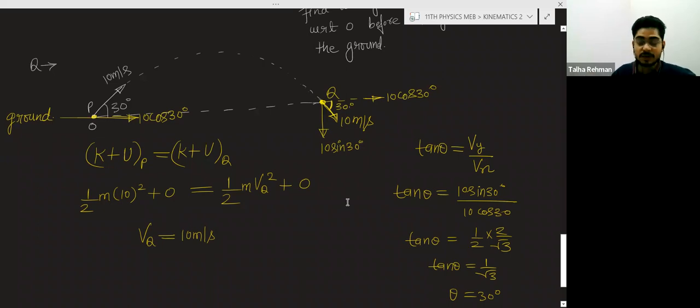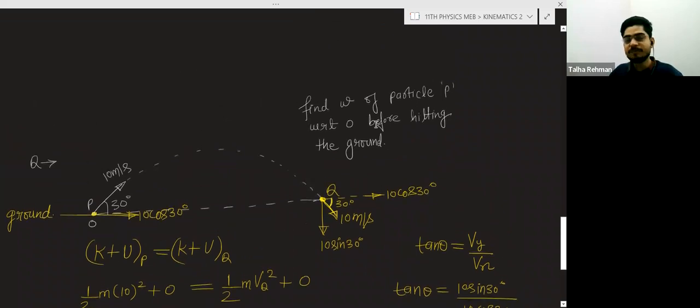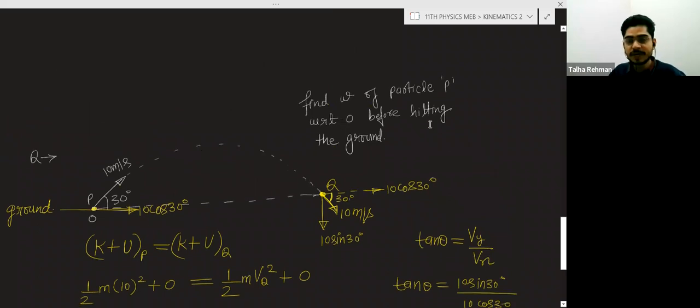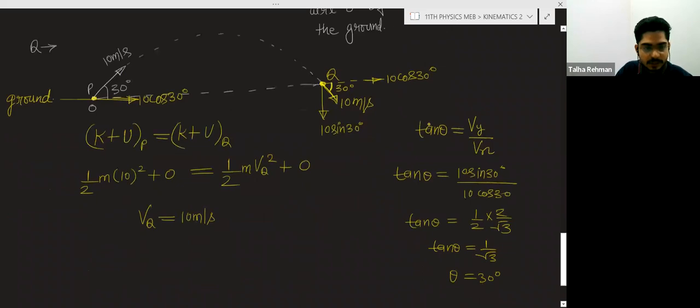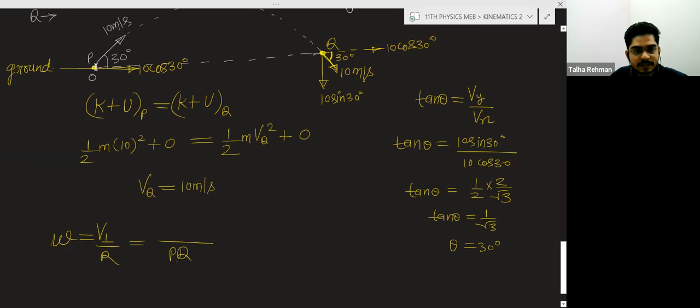Now coming to the question, they are asking the angular velocity of the particle P with respect to O before hitting the ground. What is the angular velocity? It is the velocity perpendicular to the distance divided by the distance, that is r. In this case, this distance PQ will be the r distance, because you have to find the angular velocity with respect to this point O.